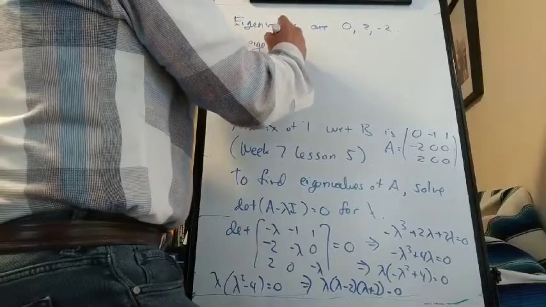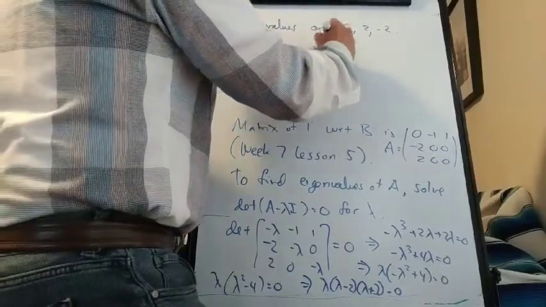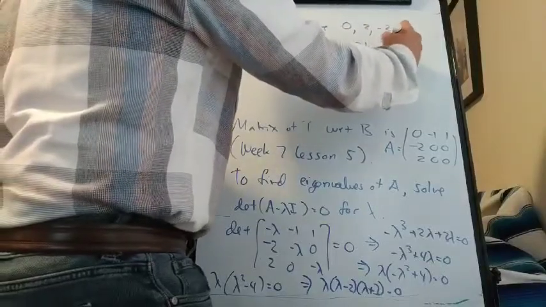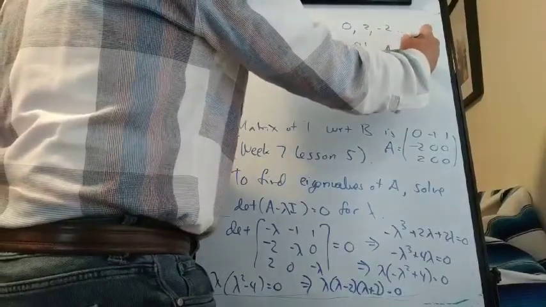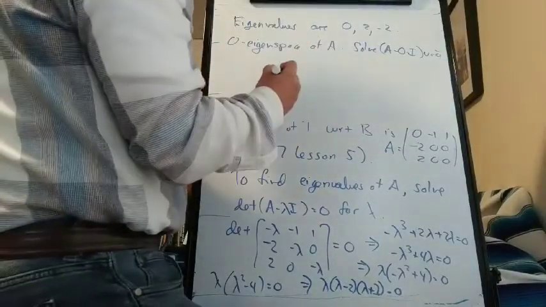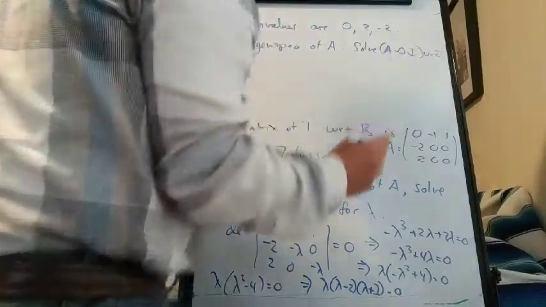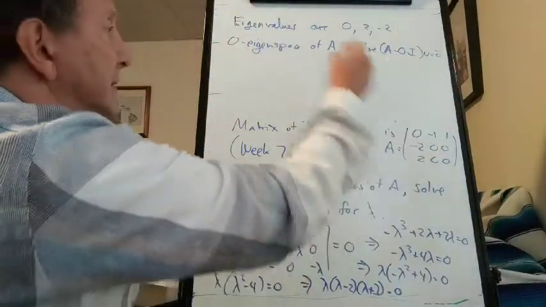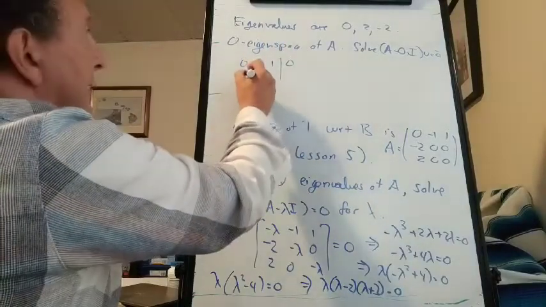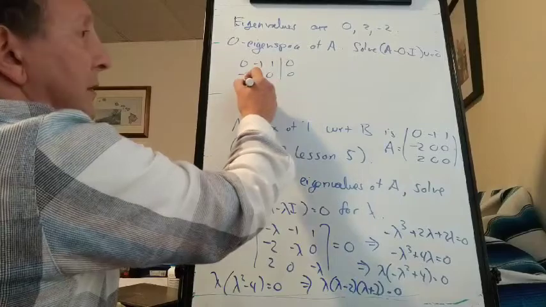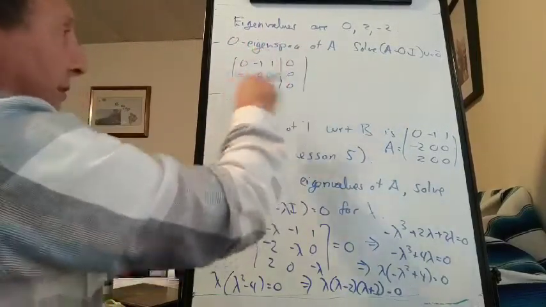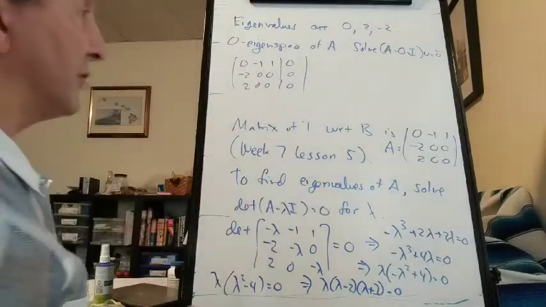Alright, now let's look at the 0 eigenspace of A. So we'll solve A minus 0I times v equals the 0 vector. In other words, A times v equals the 0 vector. So here's A. We need [0, -1, 1; -2, 0, 0; 2, 0, 0]. So this is the system of equations that has to be equal to 0, 0, 0.